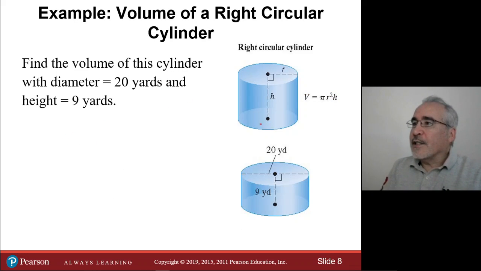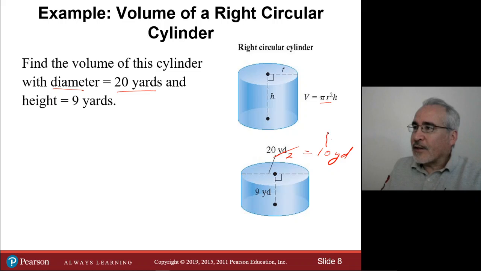Right circular cylinders are going to be very similar. Notice you've got pi r squared, so that's the area of a circle. So that's either the base or the top. And then you're going to multiply by the height. So you've got all these layers going down. If we're given information like this, that we've got a diameter of 20 yards, remember what we need for the formula is the radius. So we've got to divide the diameter by 2. We're going to have 10 yards.